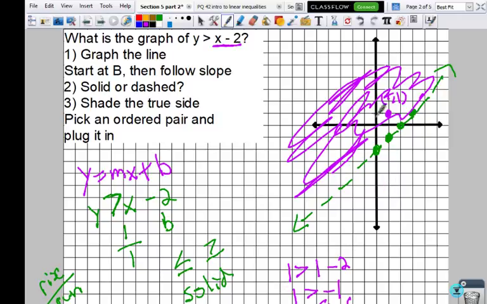So I picked a random point, (1, 1). (1, 1) is a nice, easy one. I would try to pick that if you can. I don't want to pick a point on the line. So for example, if I pick this point right here, I don't want to pick that point. It's right on the line. That's not a good one to pick. Pick a different one that's not on the line.